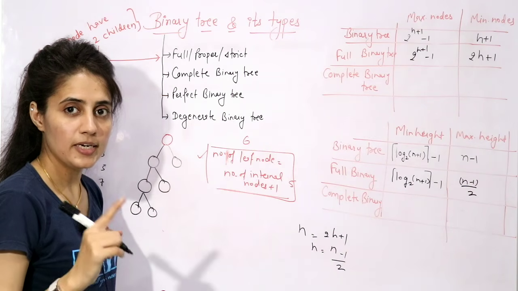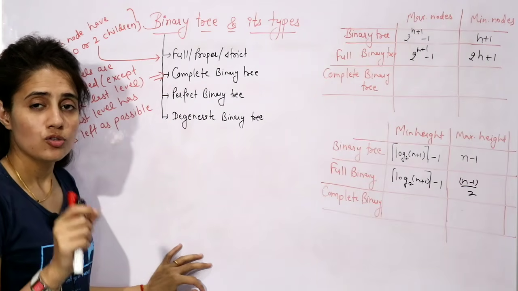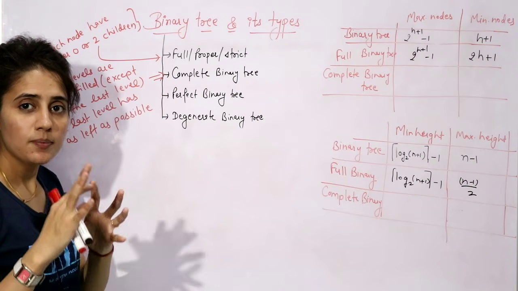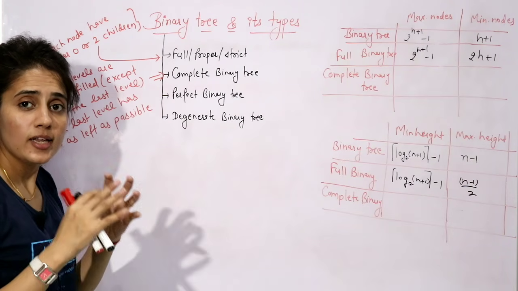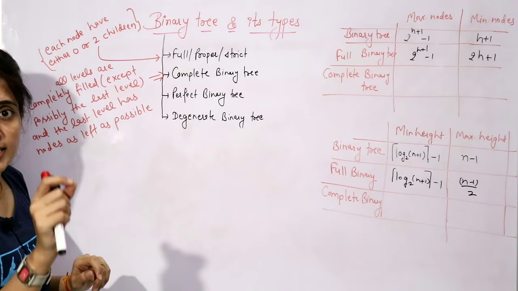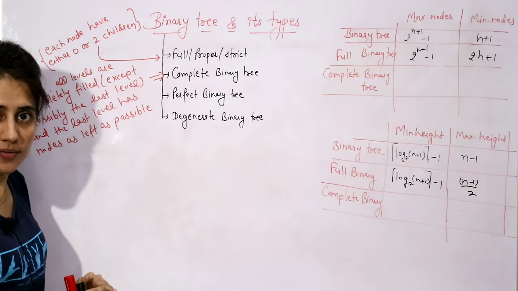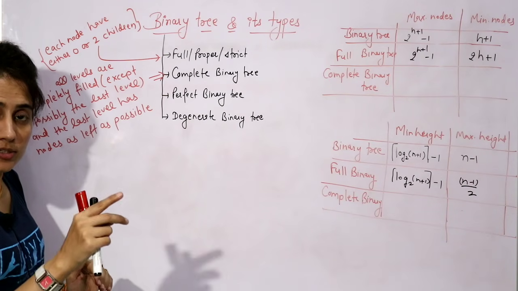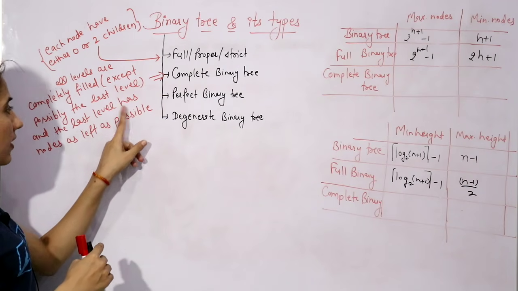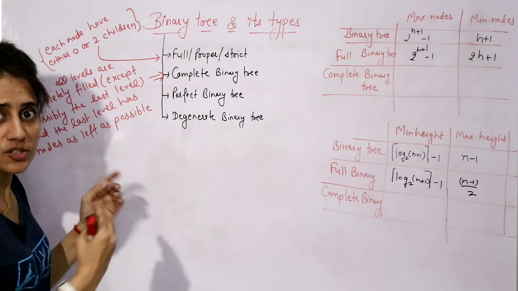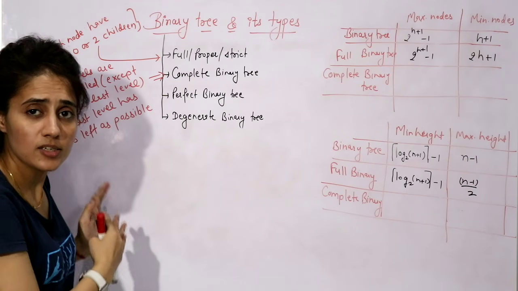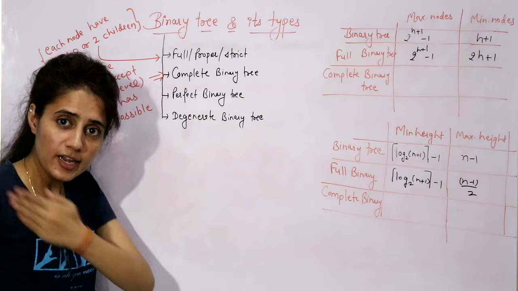Now next is the complete binary tree. According to the definition, a binary tree is a complete binary tree if all the levels are completely filled except possibly the last level, fine. Plus at the last level we have one more condition: the last level has the nodes as far left as possible, right? We are going to fill the last level from left to right.